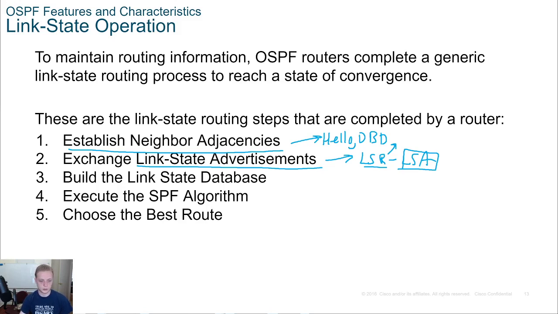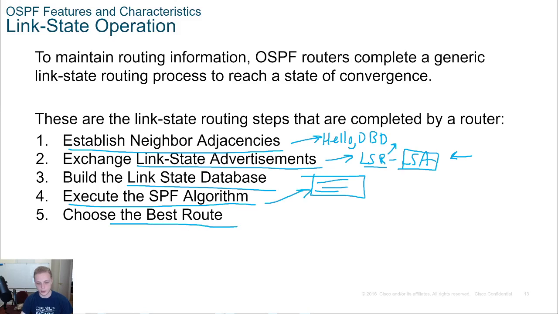So we're going to build the link state database here with that information. Once we've got it all, we're going to build that link state database. It's going to have all our information in there about every single path. Then we're going to execute that algorithm on this information, and then we're going to choose the best routes that come from that algorithm, and we're going to put those actually in a routing table.